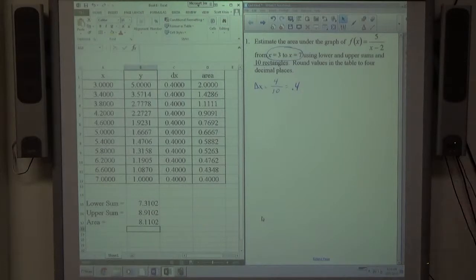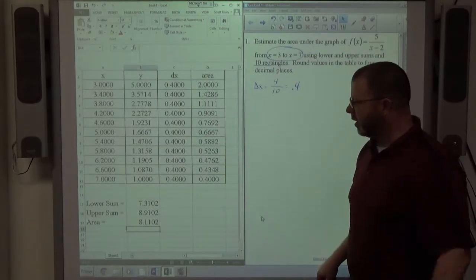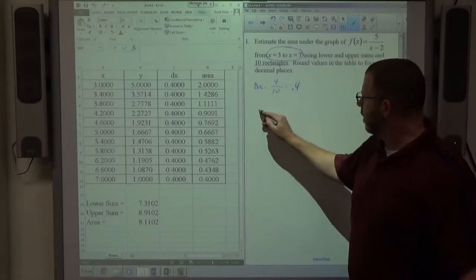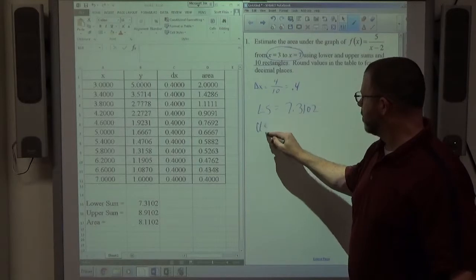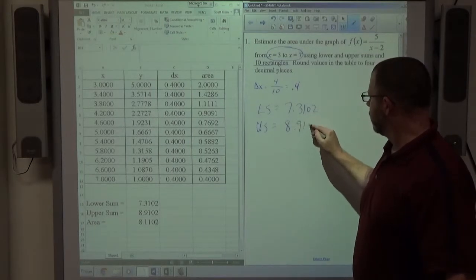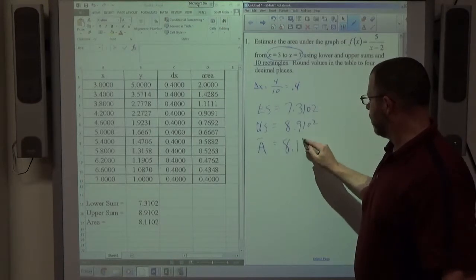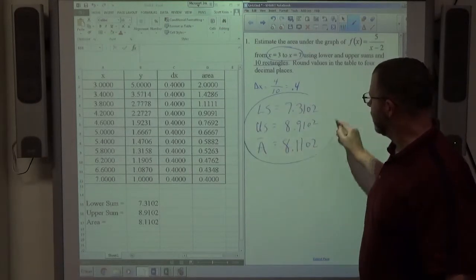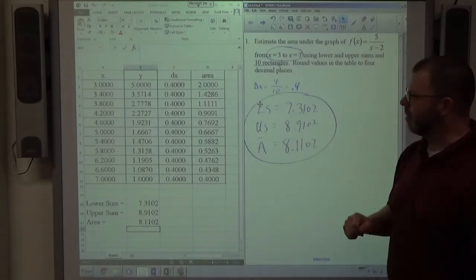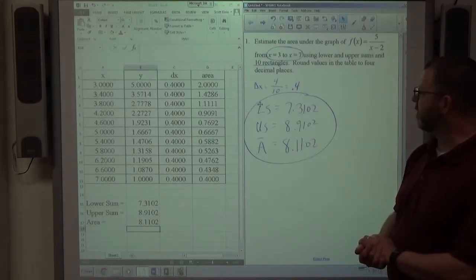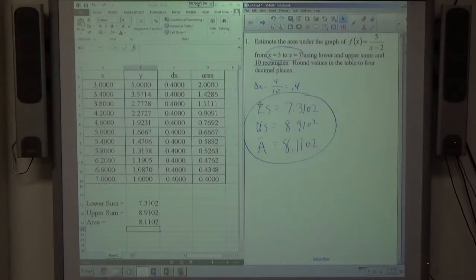If you do choose to use Excel, I would expect to see this table printed out on paper, attached to the test. Lower sum equals 7.3102. Upper sum is equal to 8.9102. Area is going to equal 8.1102. I would expect to see that information on your paper written by hand. Again, staple that to the back. That would verify to me that's the technique used, and I'd like to see the table of values that you got to ensure that everything you got was accurate.